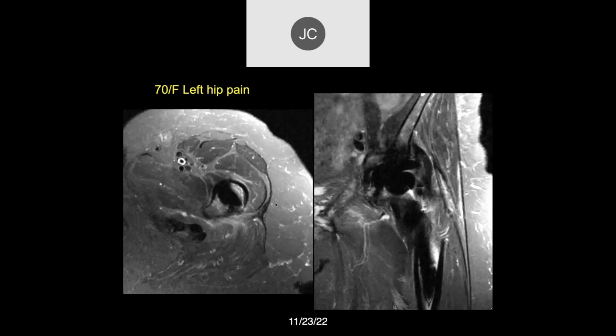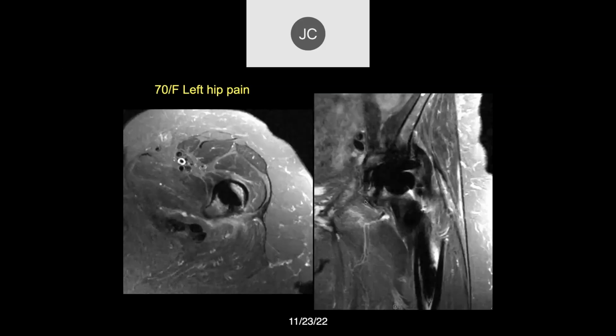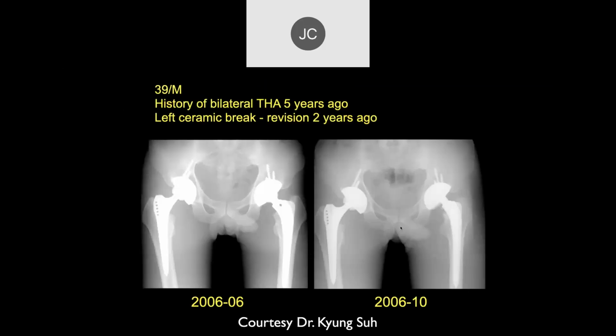All right, left hip pain, 70-year-old female. There's definitely some edema within and around the prosthesis. That's 11/23/22. This is a CT scan a few days before. Looks like a fracture around the femoral component, and so it looks like we have a fracture coming down here. That's a little difficult to see on the MR because of all the artifact. I guess it's not inflammatory, but worried about it.